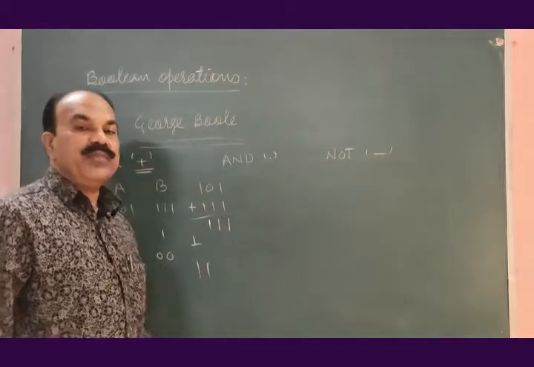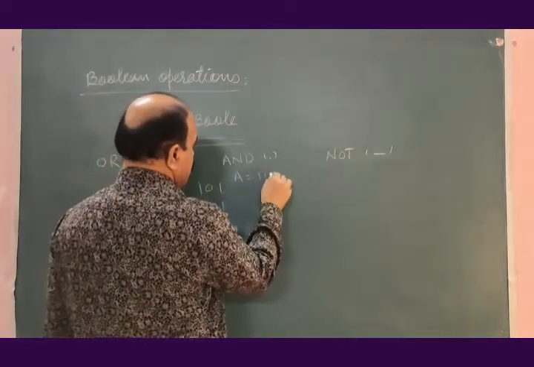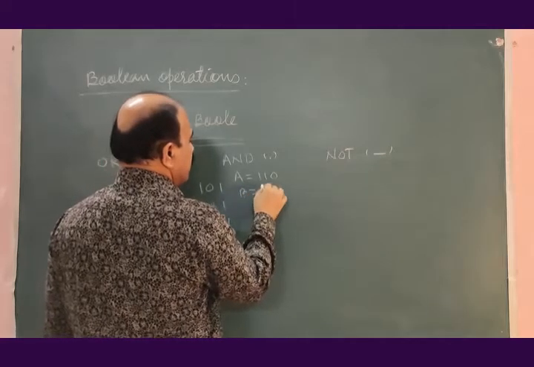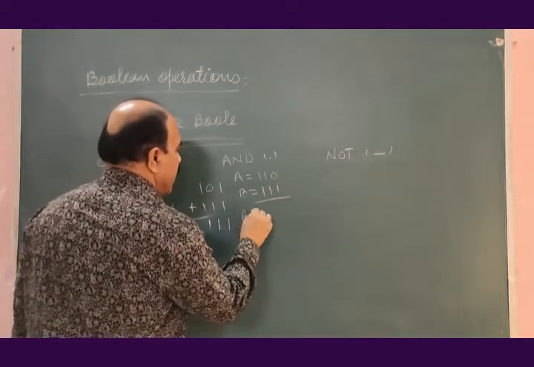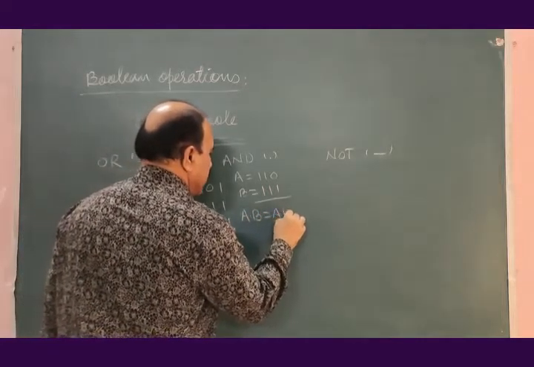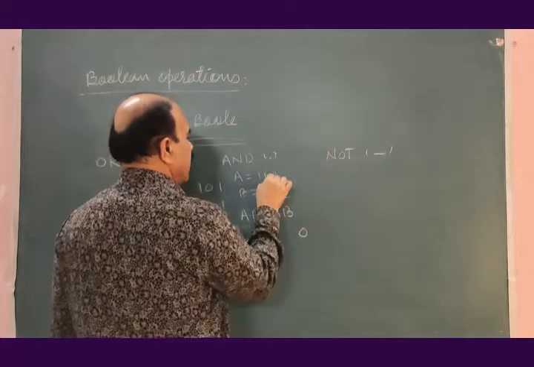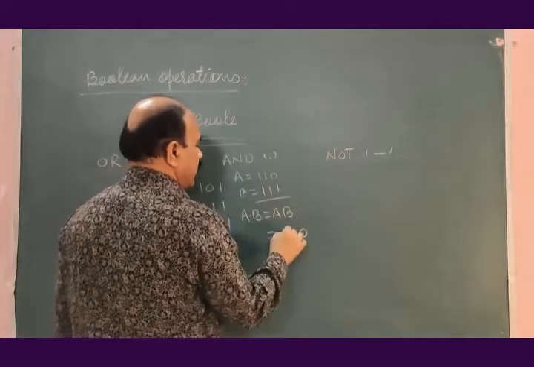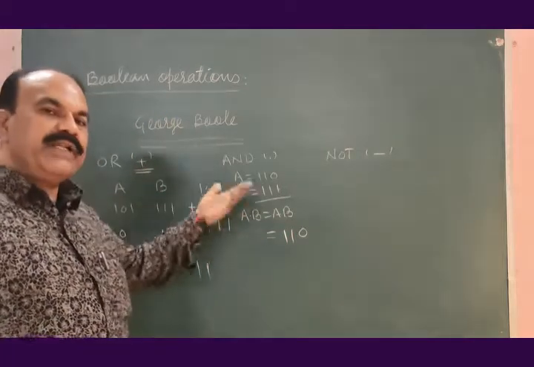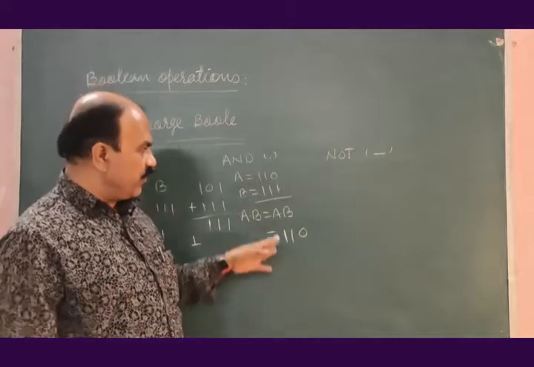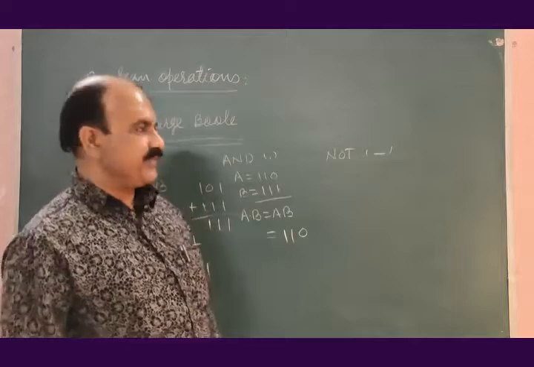Then AND operation. Input A is 1 1 0, input B is 1 1 1. Perform the AND operation. A and B, that is simply AB, is equal to 1 and 1 is 1, 1 and 1 is 1, 0 and 1 is 0. We can take any other example and perform this AND operation with the help of the AND operator.